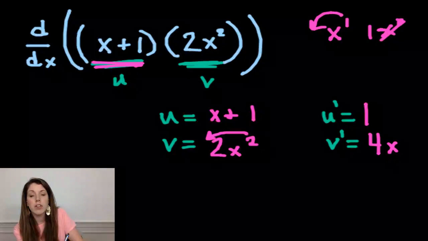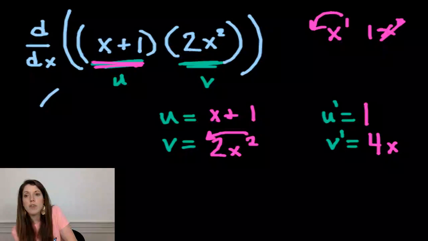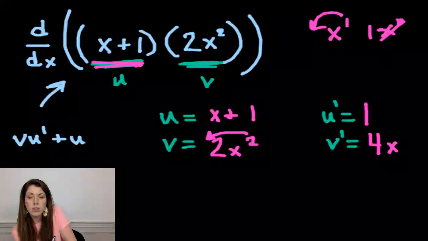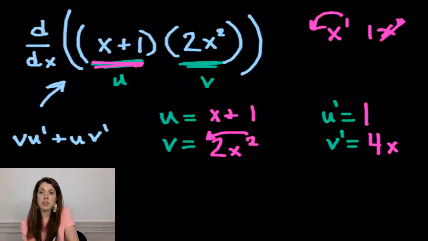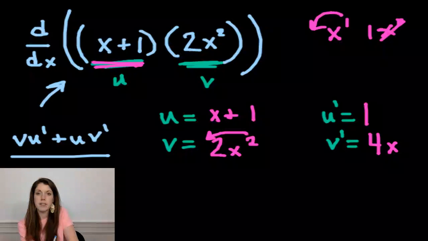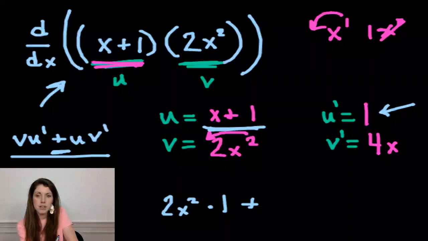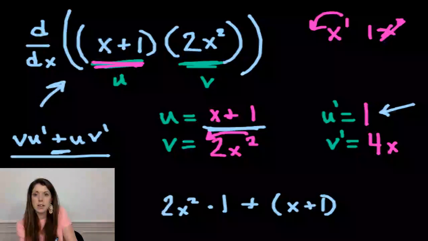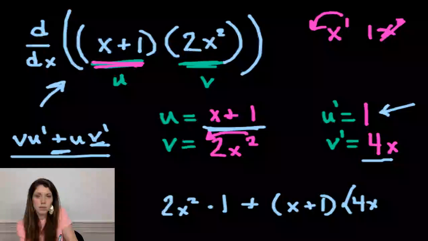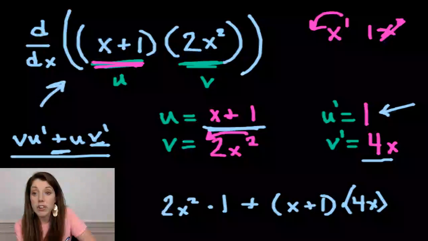Okay, here's how the product rule works. It says we can derive this if we follow this pattern: v u prime plus u v prime. Let's plug it in then, if that's our pattern. What's v? 2x squared. What's u prime? It's 1, plus u, that was x plus 1, v prime, that is 4x. And that is our answer.